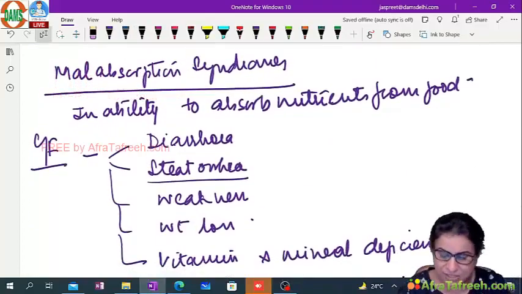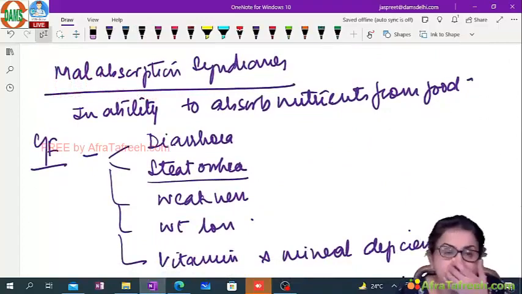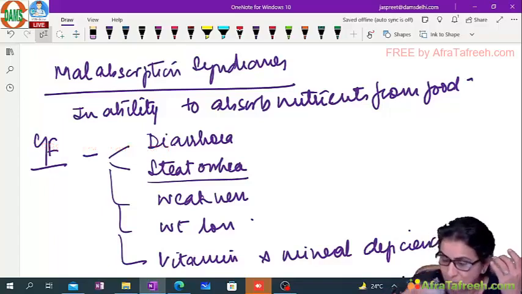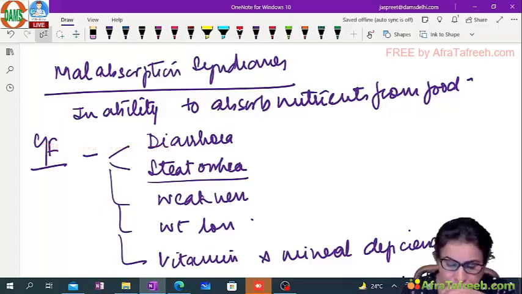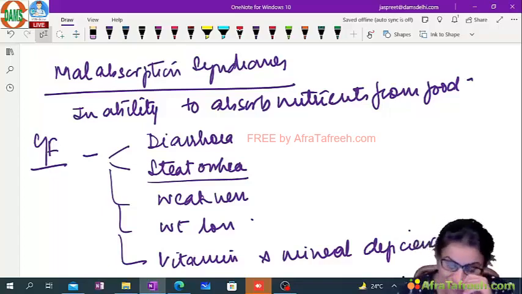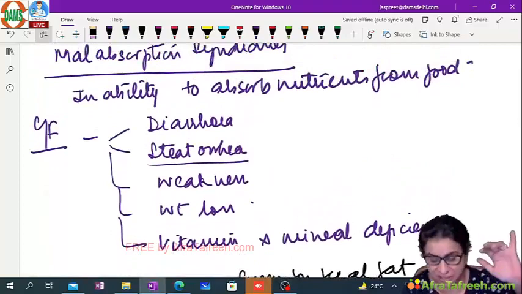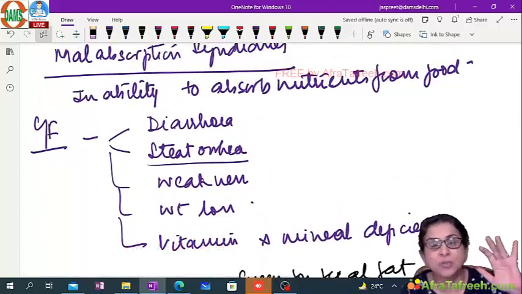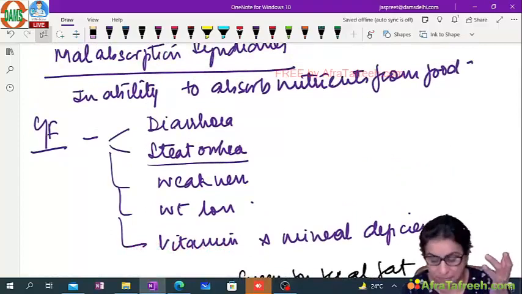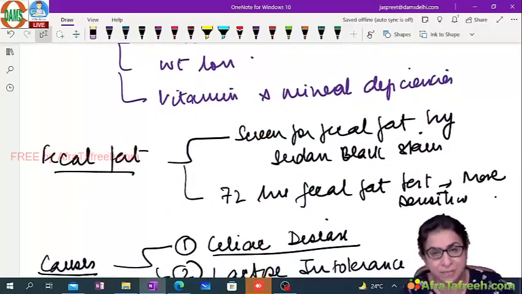Okay, now malabsorption. I started with malabsorption. What is malabsorption? Inability to absorb nutrients from the food. If a patient has malabsorption, clinical features are that the patient will have diarrhea, steatorrhea. Steatorrhea means fat in the stool. Then weakness, weight loss, and even vitamins and minerals are not getting absorbed. So vitamin and mineral deficiencies can be there.